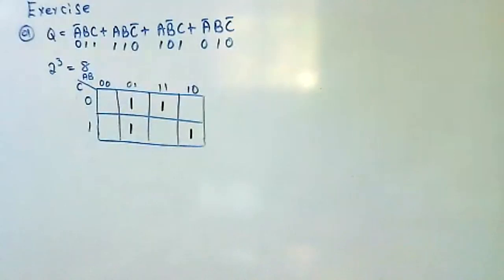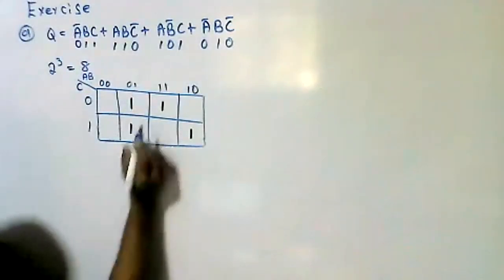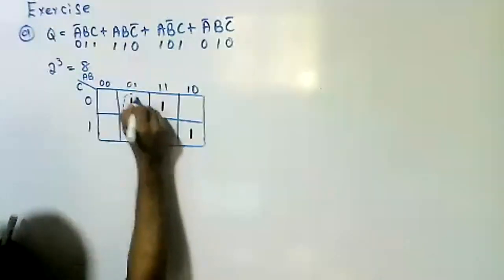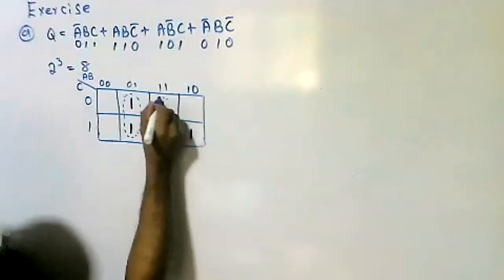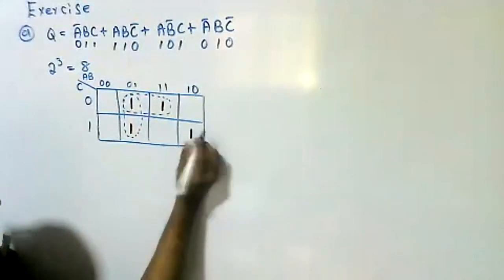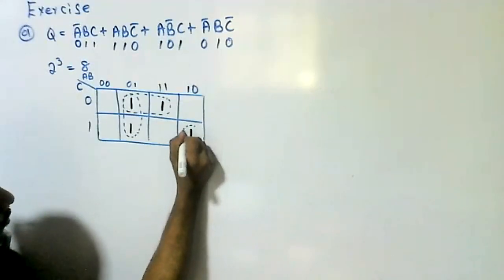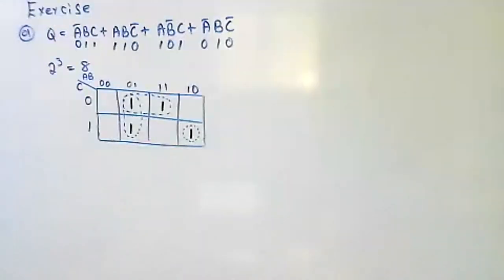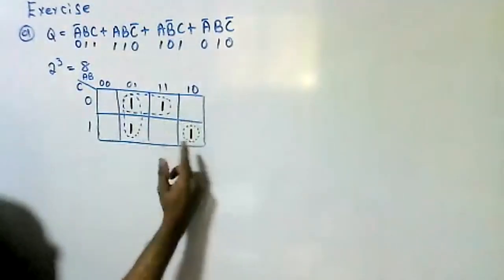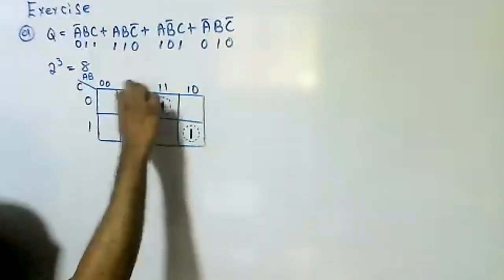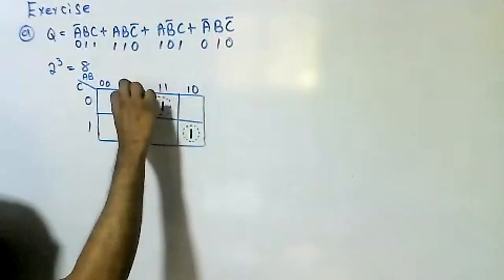Now we have to group it, students. So we can group like this. These two ones at once, and these two ones second group. And for this one, there's no other one to group, so we have to group it like this. If you keep it without grouping, it is completely wrong. At least one included in one group. Each one included in one group.